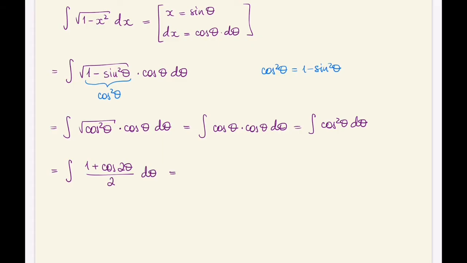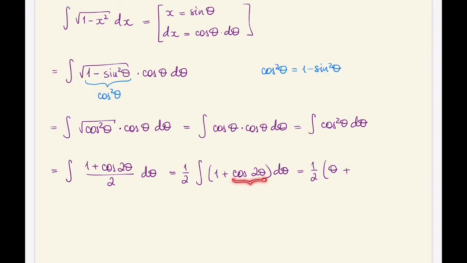And now this integral I can break apart. First of all, I can take out 1/2. And what I'll have in the integral left over is going to be 1 plus cosine 2 theta d theta. And now I can integrate it in pieces, right? The integral of 1 d theta is just theta. So don't forget the 1/2 outside. So this is going to be theta. And then I'm going to have plus the integral of cosine 2 theta.